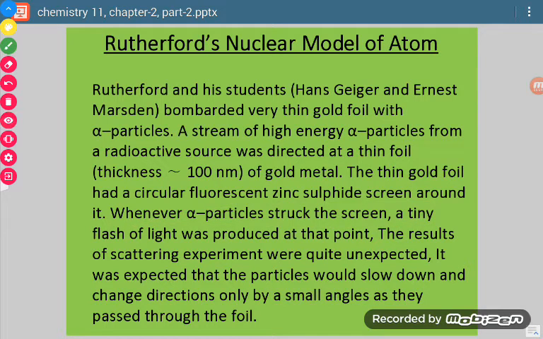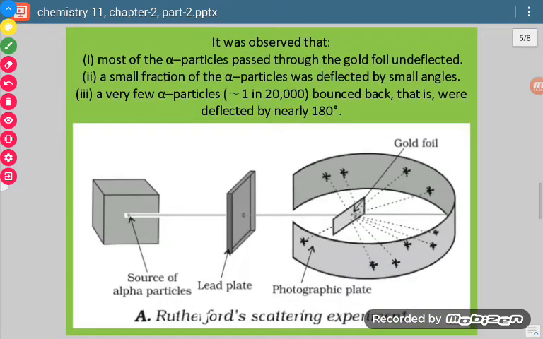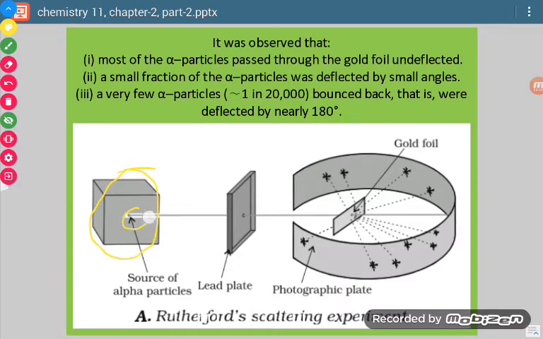Whatever results we got were unexpected. So what was the experiment and what were the observations? Look at this picture. This is the source of alpha particles. This is a lead plate. The purpose of the lead plate is to absorb all the radiations which fall on it. There is a hole, through which a fine beam will go inside, and other beams will be absorbed by the lead plate.